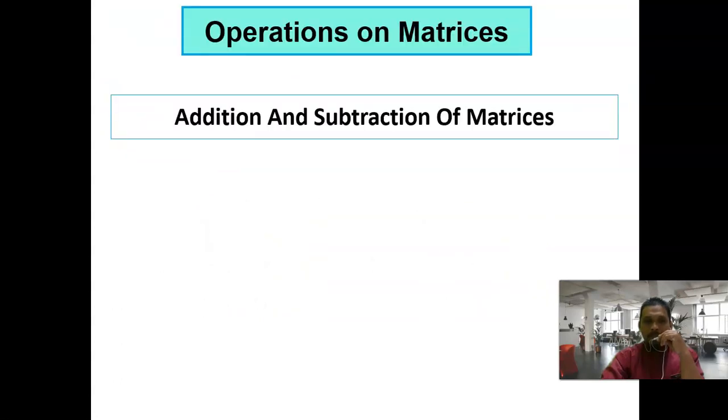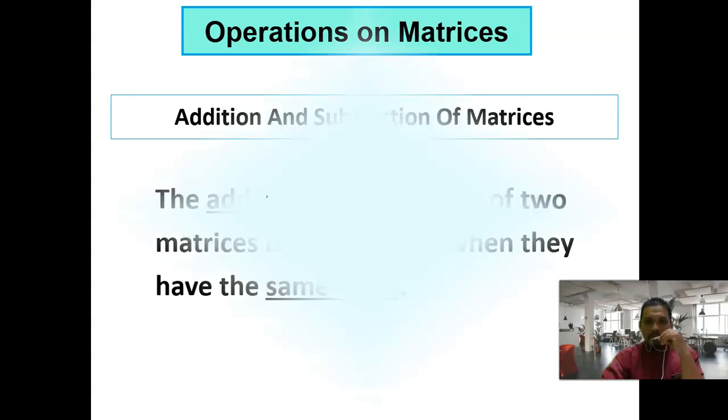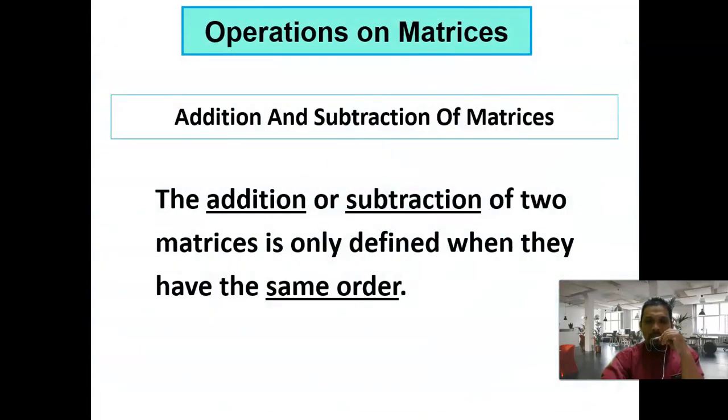Okay, operational matrices, we can do addition and subtraction of matrices. Addition or subtraction of two matrices is only defined when they have the same order. The same order means the same size. For example, if I have a matrix A and a matrix B, both are M times N.